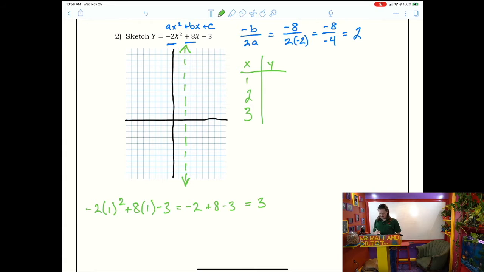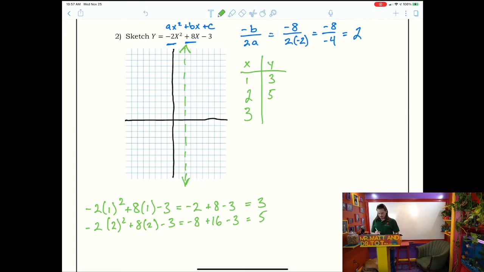Let's evaluate x is equal to positive 2. So we're going to have negative 2 times 2 squared plus 8 times 2 minus 3. 2 squared is 4. 4 times negative 2 is a negative 8. 8 times 2 is a positive 16. And then we have that negative 3 carry on. The negative 8 and the negative 3 will combine together to get a negative 11. Negative 11 and a positive 16 will give us a positive 5. So when x is equal to 2, y is equal to positive 5.